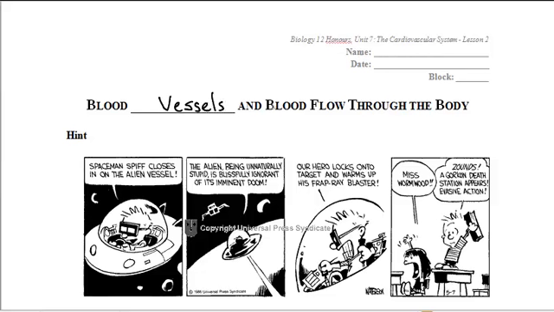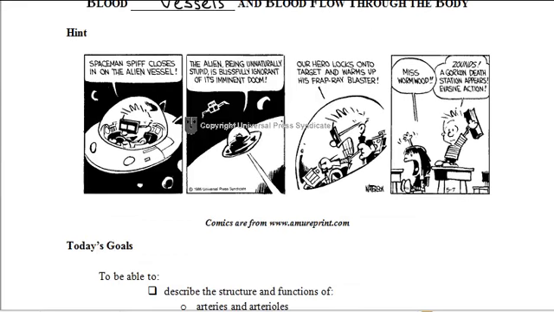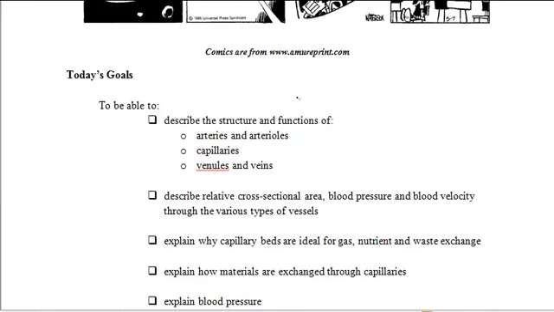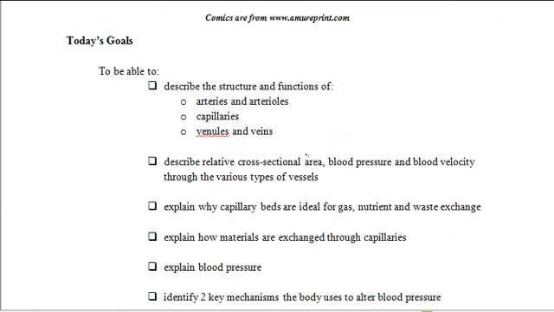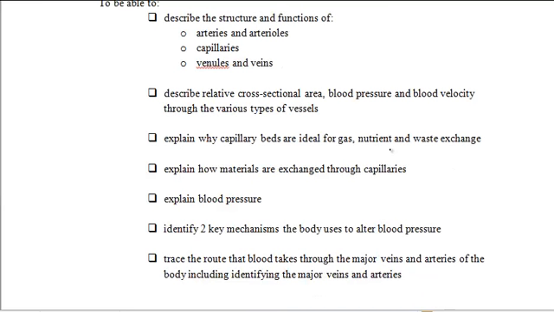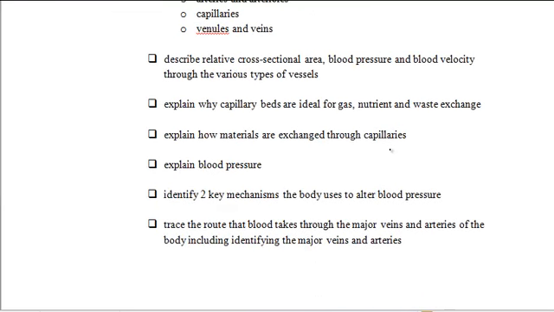If you're watching this video, it's optional, so it probably means you've missed class or you want to pick something up. By the end of the day, you should be able to describe the structure and function of the various blood vessels and describe how cross-sectional area, blood pressure, and blood velocity change through the various vessels. Explain why capillary beds are ideal for gas, nutrient, and waste exchange, and explain how materials are actually exchanged through the capillaries.